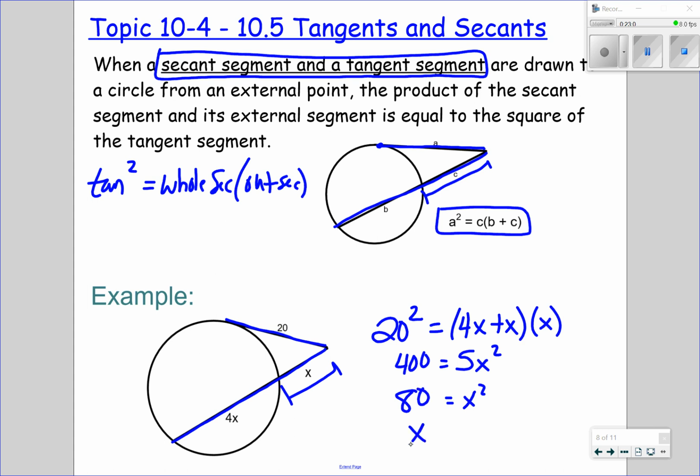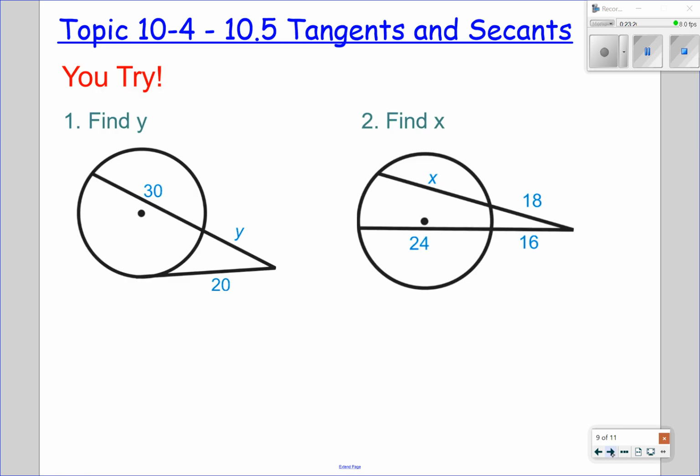And then you would just simply take the square root, so x would be the square root of 80. You could leave it as a radical, or round it to about 8.9. Okay, so this would be about 8.9 here. And you could substitute it back in to get this value, and you could go from there. Okay, why don't you guys take a minute, copy these down, try these into your notebook. Go ahead and pause your video.